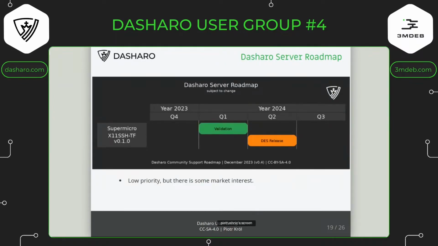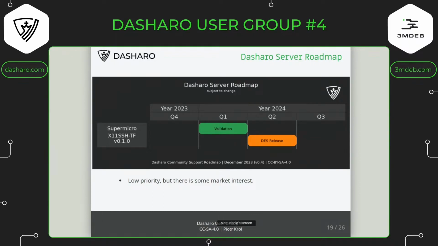Then if we go to server roadmap, again, this is low priority. I don't want to remove that from the roadmap because we have two hardware instances of that. One is in our lab and one is in my own home lab. So I really would like to have Dasharo for this hardware.